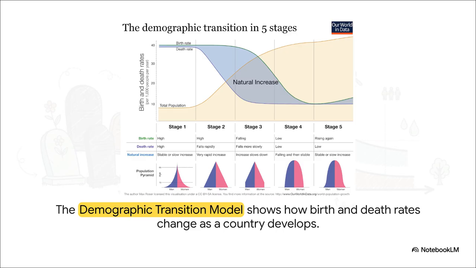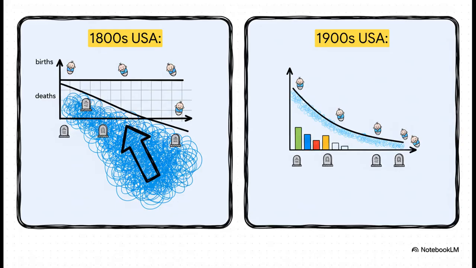This model basically shows how birth rates and death rates change as a country develops. And you see that falling death rate in the early stages? That's our survivorship curve in action, and it's what drives these huge shifts in population. So, back in the 1800s, the US had high birth rates, but its death rates were falling fast. That's stage 2, which leads to explosive population growth.